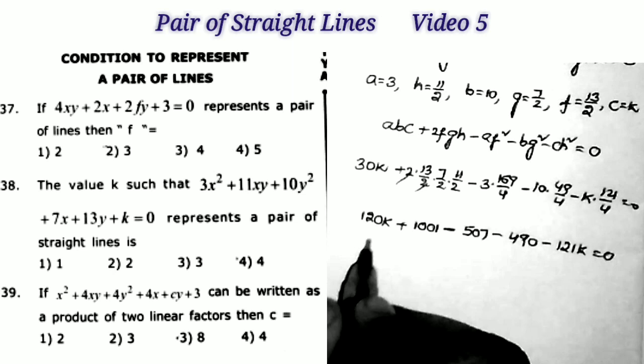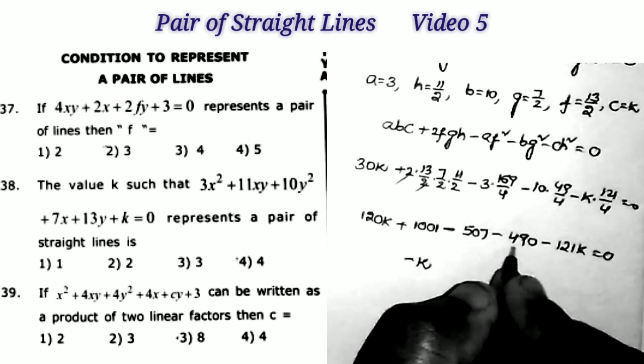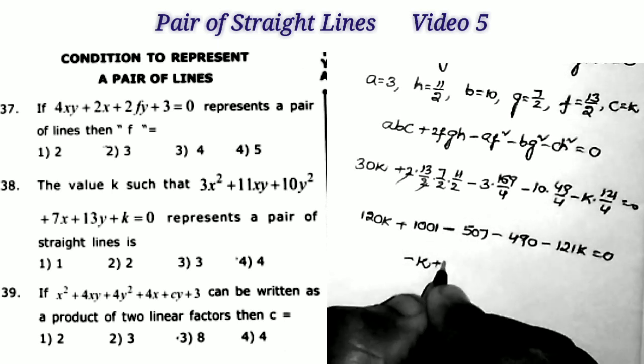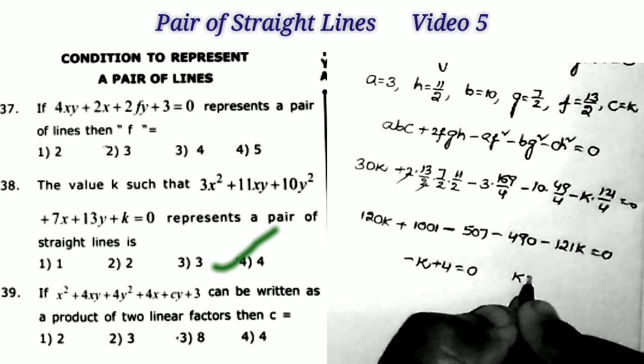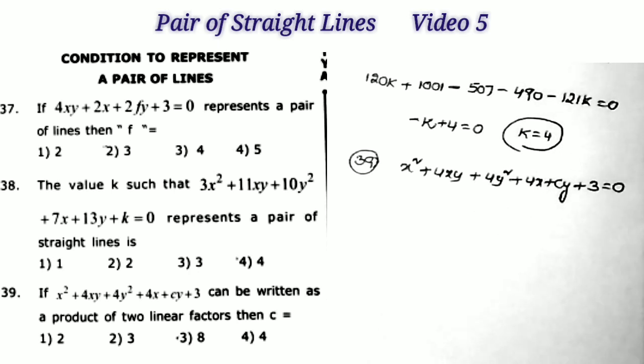That is 120 minus 121k is equal to minus k. Now adding these two, then we get 997. 1001 minus 997 is equal to plus 4. Therefore the value of k is equal to 4, and that is the fourth option. That's all. Next question, sum number 39.